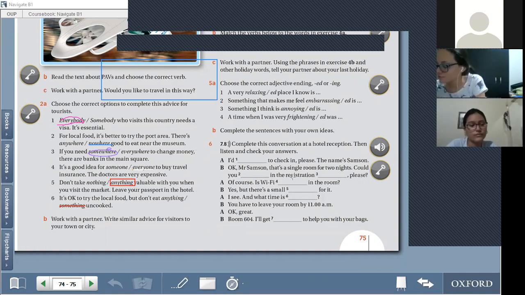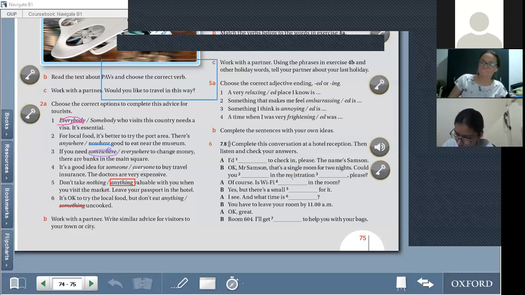Number 4, it's a good idea for someone or everyone to buy travel insurance. Teacher, tell me. I use someone for a single person. Yep. And everyone for a group of people, a group. Okay, so it's a good idea for someone to buy travel insurance. Doctors are very expensive, and it's a good idea for everyone to buy travel insurance. The doctors are very expensive. What do you think is the answer? I think 2 people. I think it was Mayra and Priscilla, the ones who answered everyone. Nobody says it can be someone. Why not? Sí, is someone.